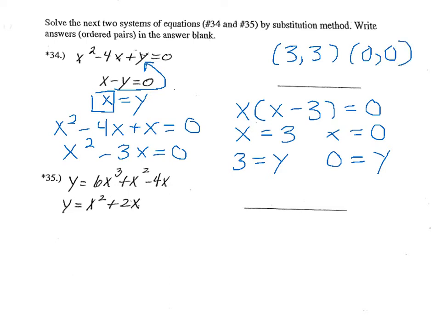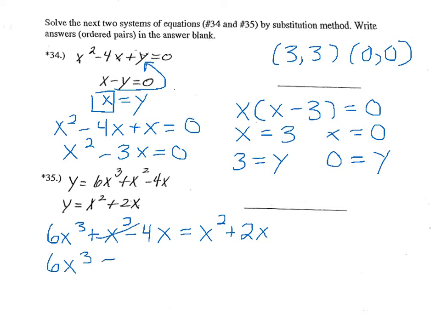For 35, we also need to use substitution, and luckily we already have y isolated in both equations. So the only thing we need to do is set them equal to each other. So we have 6x cubed plus x squared minus 4x equals x squared plus 2x. And to solve, we will set the equation equal to 0. So we have 6x cubed, the x squareds will cancel, minus 6x equals 0.